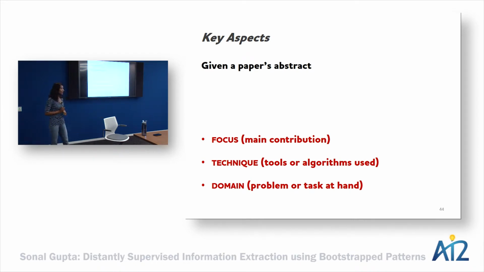So the goal of the project is, given a paper's abstract, you want to extract what is the main contribution of the paper, what are the techniques they're using, and what domain they're applying to. And this works well for dealing with NLP papers, for example. It's a very applied field, so you have some techniques you're using, and you're actually working on some particular domain.